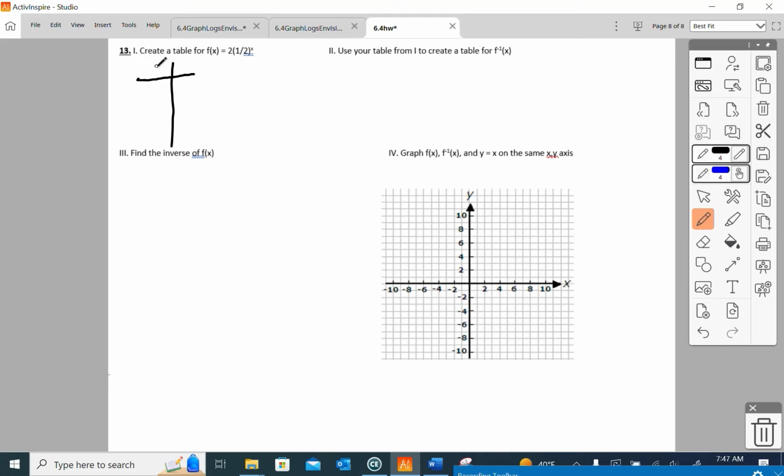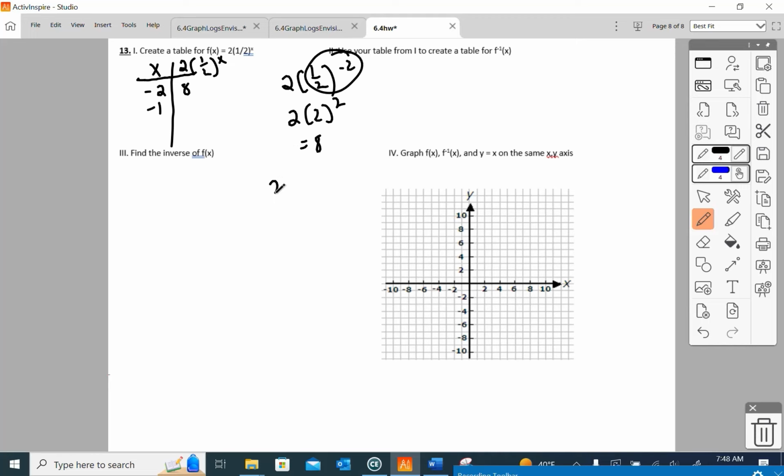I'm going to feed it mostly negative values. What do I want to feed this thing? I'm going to start off with -2. This would be 2 times 1/2 to the -2nd, which is 2 times 2 squared, which is going to be 8.